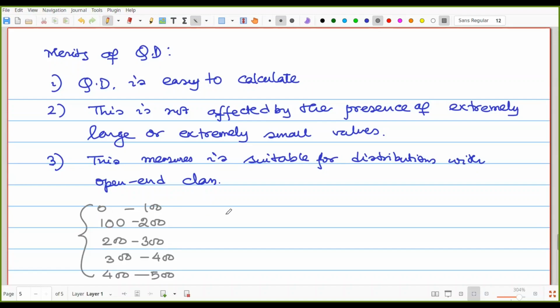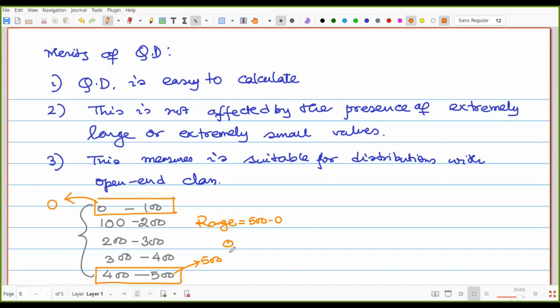Now from here we can also find out the range, because that is our lowest class, that is our highest class. So which one is the higher value? That is 500. Which one is the lower value? That is 0. So we can find out the range. We can also find out the quartile deviation from these classes.